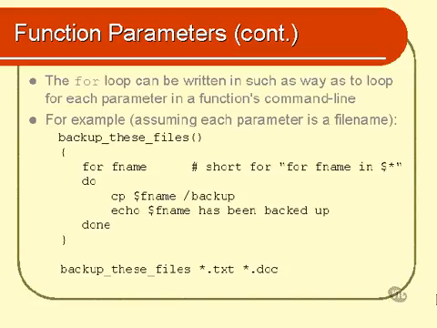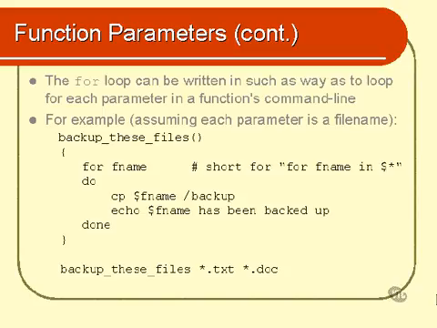because what would happen would be the shell would process that command line first. The backup these files star.txt, star.doc command line would be processed by the shell first, who would do all the wildcard expansion, and so you would end up with 11 parameters to back up these files. Anyway, the key point about this is the very first line inside backup these files is for fname.